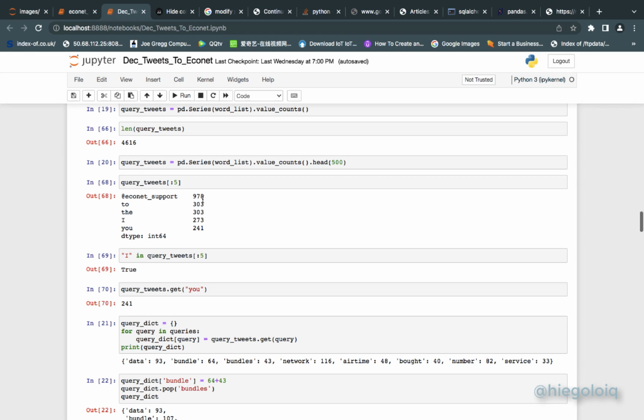So Econet support comes to the top, but as we look further through those words, we see other frequent words coming up, but we're not really interested in all the filler inside those queries.